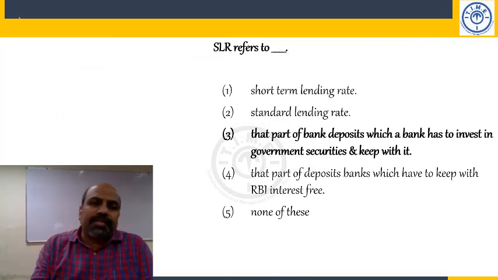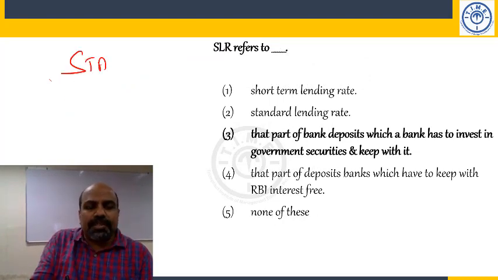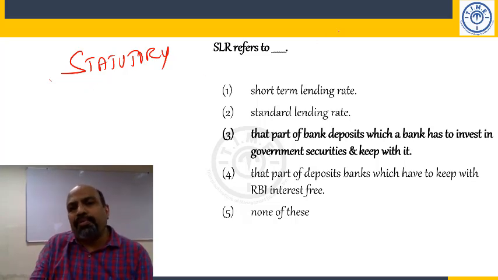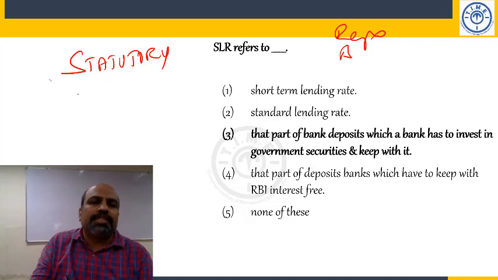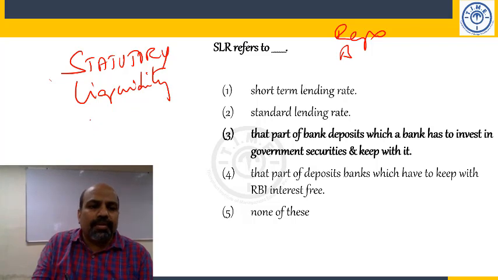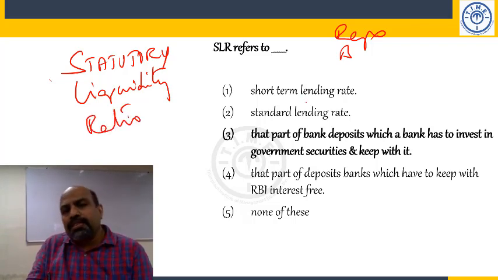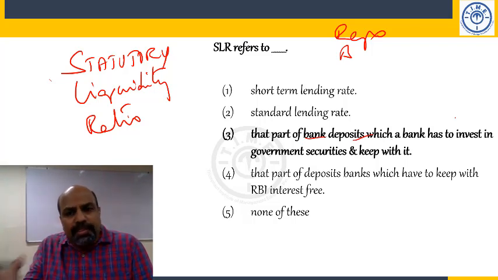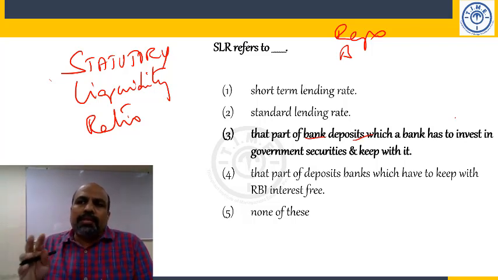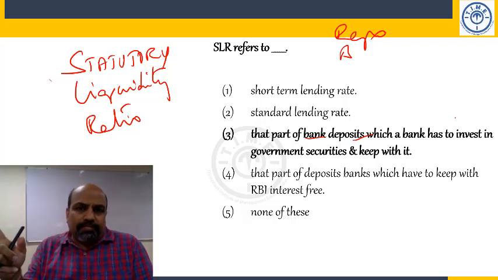SLR, statutory liquidity ratio. I think we discussed this in the recent past. Maybe in the next class, I'll bring back all the statutory terms like repo, bank rate, SLR, CRR and all. Statutory liquidity ratio is that part of bank deposits which a bank has to keep in highly liquid assets, which can be in the form of gold, government securities and all that. Cash ratio is kept with RBI.